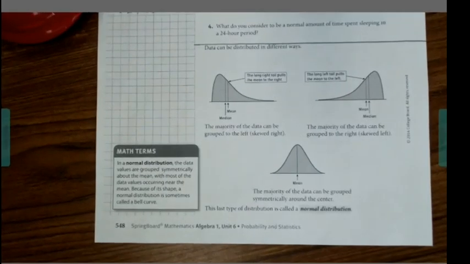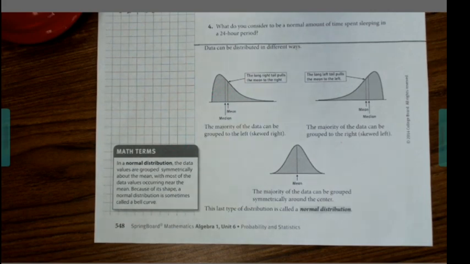Right, this next section of 37.3 is going to cover questions 5 through 7, but I want to start with this preview on the previous page. It says data can be distributed in different ways. The majority of our data can be grouped to the left, which means it's skewed right. The majority of our data can be grouped to the right, which means it's called skewed left. And the majority of our data can be grouped symmetrically around the center. This is what we call normal distribution.